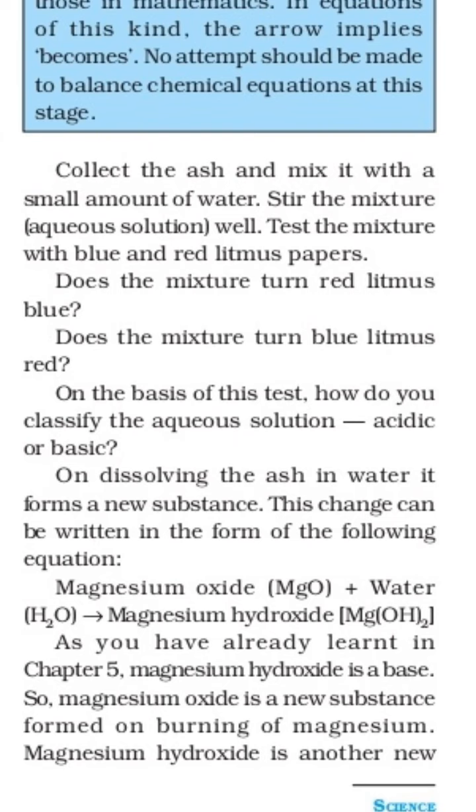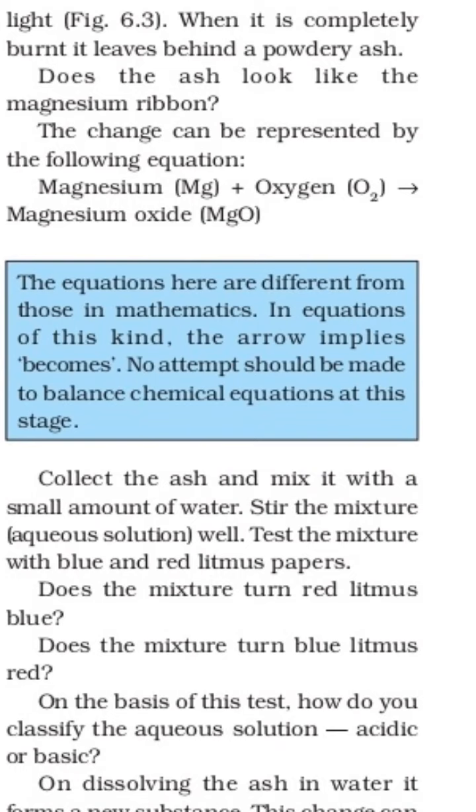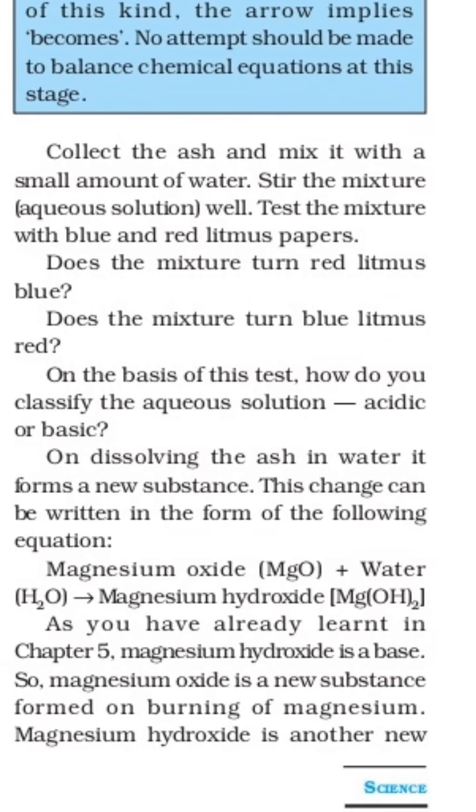When we burn the ribbon, one equation is mentioned on the upper side here. Which equation will be there? Magnesium burns with oxygen and forms magnesium oxide. And when magnesium oxide mixes with water, a new equation is formed. Magnesium oxide, MgO, plus water, H2O. We are aware of the molecular formula of water, H2O. Then magnesium hydroxide will be formed, and the molecular formula is Mg(OH)2. This is the molecular formula of magnesium hydroxide, Mg(OH)2.